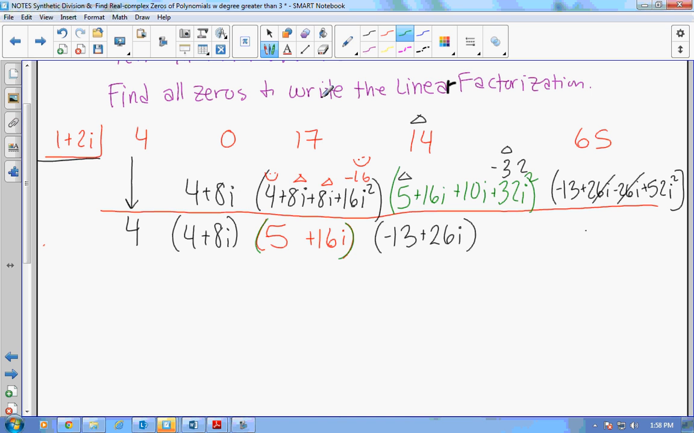Yep, we can set it over here. What does 52i squared become? Negative 52. Negative 52 minus 13 is a negative 65. And look, positive 65. We get 0, which means that is actually a 0, which we should get because they told us it was a 0.